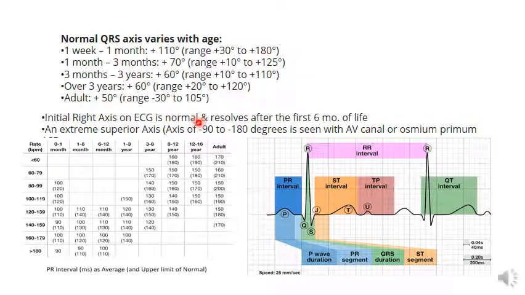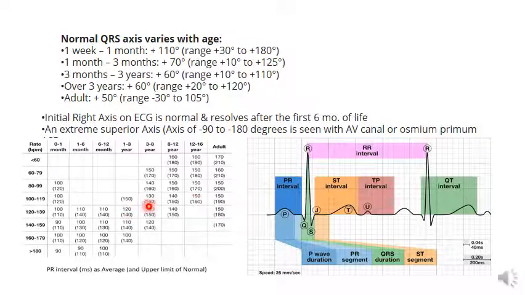So a right axis on ECG is normal because, as I told you, of right ventricular dominance, and it resolves after the first 6 months of life. An extreme superior axis, as you saw in the neonatal period, especially with tricuspid atresia, where the left ventricle is more dominant, so the axis is minus 90 to minus 180 degrees. It is seen with AV canal or ostium primum ASD and tricuspid atresia.